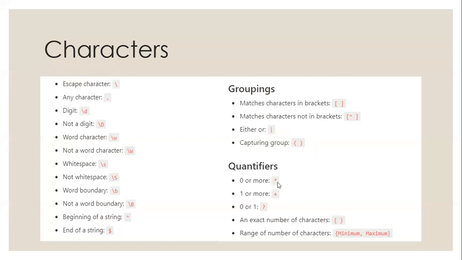For quantifiers, star means occurrence of zero or more. Plus means occurrence of one or more. Question mark means occurring 0 times or 1 time. We can specify exact number of characters with the help of curly braces. And the range of the numbers of characters is the minimum and maximum which is given here. The left side is the minimum, the right side one is the maximum.